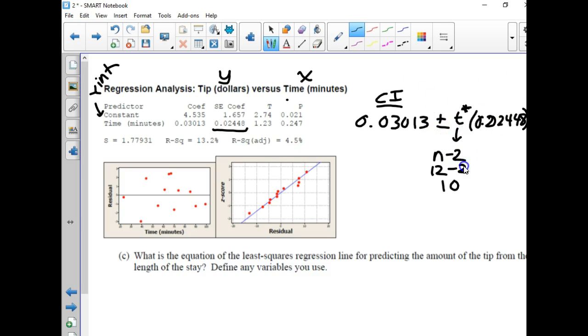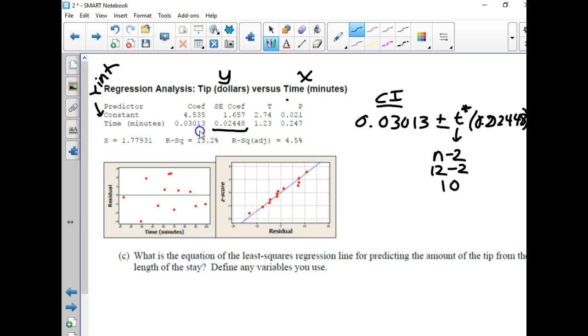minus whatever this is. Yeah, question, Danny? So for the first part of the confidence interval, you use the slope from earlier? The slope from the output right here, 0.03013. Okay. The y-intercept is the constant always. Right below it is the slope.